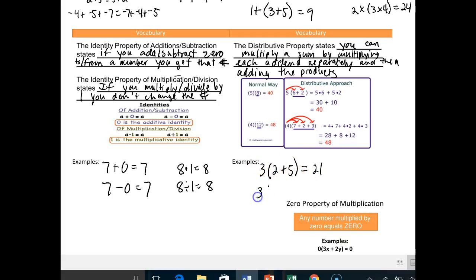Now, what happens if I did this? 3 times 2 plus 3 times 5, and instead I said I'm going to multiply the 3 times the 2, which is 6, and then the 3 times the 5, which is 15. And that would still give me 21. So it doesn't matter which way you do it. If you do it the order of operations way, where you add them first and then multiply by 3, or multiply each and then add their products.